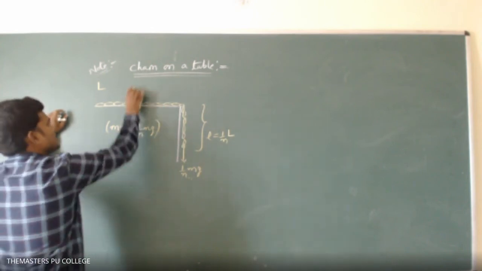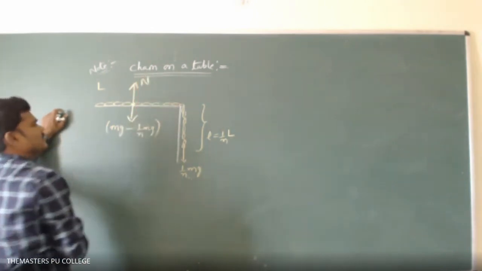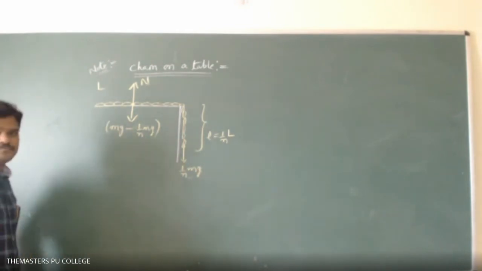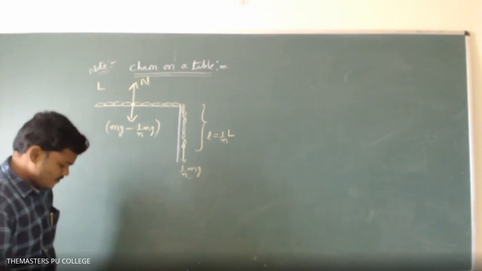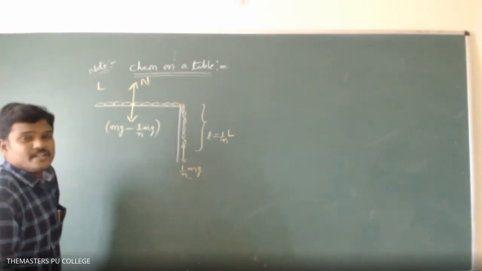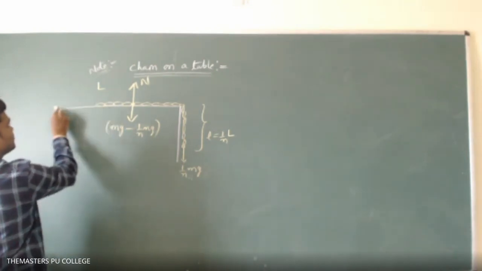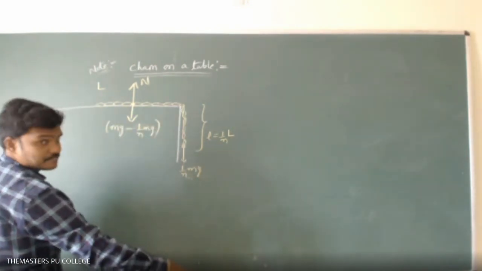Okay. Now the normal reaction is balanced by how much amount of force? mg minus how much, the normal reaction? Tell me. Normal reaction is mg minus mg by n. Very good. So here the chain is ready to move in this direction.